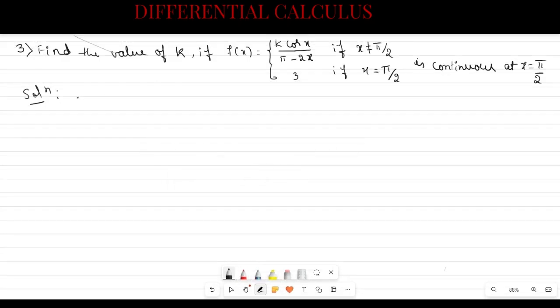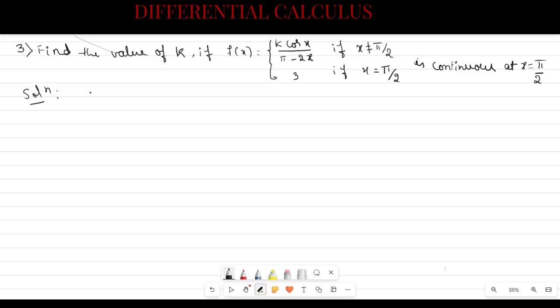So this is the third question. Find the value of k if f of x equals k cos x divided by pi minus 2x if x is not equal to pi by 2, and 3 if x equals pi by 2, is continuous at x equal to pi by 2.